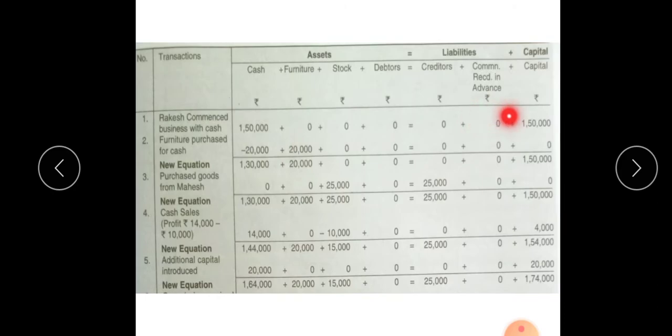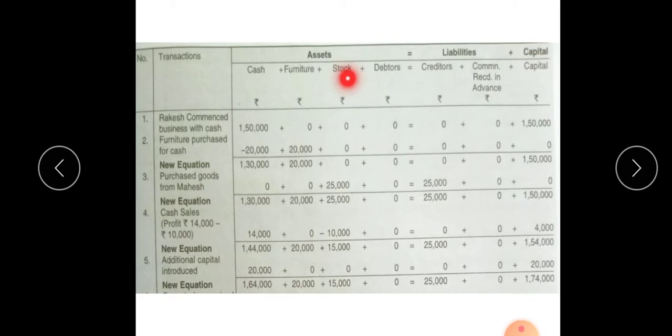There is no effect on the liability side, so the capital remains same, 1,50,000. See, both the sides are equal, no? 150, 150. Now take the third transaction. Purchased goods from Mahesh, 25,000 rupees.